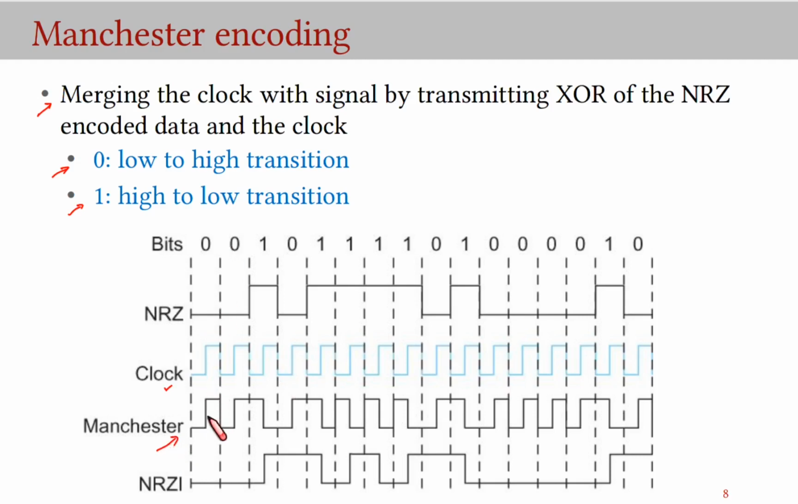And so the bit 0 is encoded as a transition from low to high, and then another 0 from low to high, and then 1 as high to low, another 0 from low to high, and then 1 as high to low. We have 4 ones, 4 transitions, high to low, and so on.